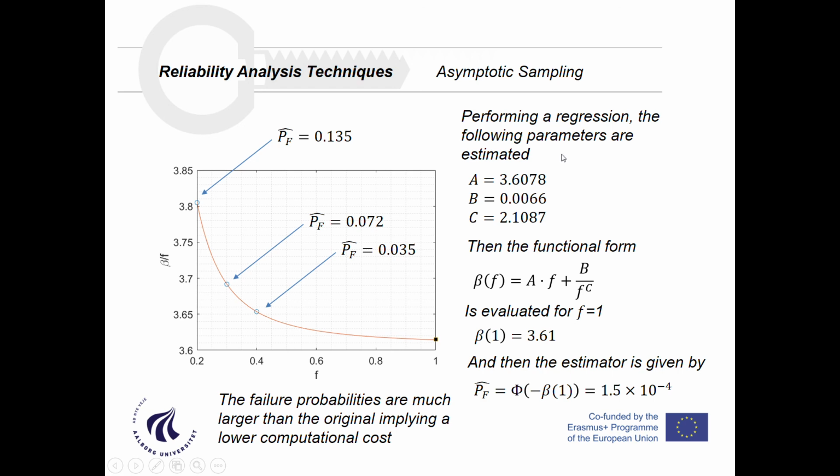So the main advantage of this technique is that the failure probabilities estimated here, here, and here are much larger than the original failure probability, which is here. So that implies a much lower computational cost.